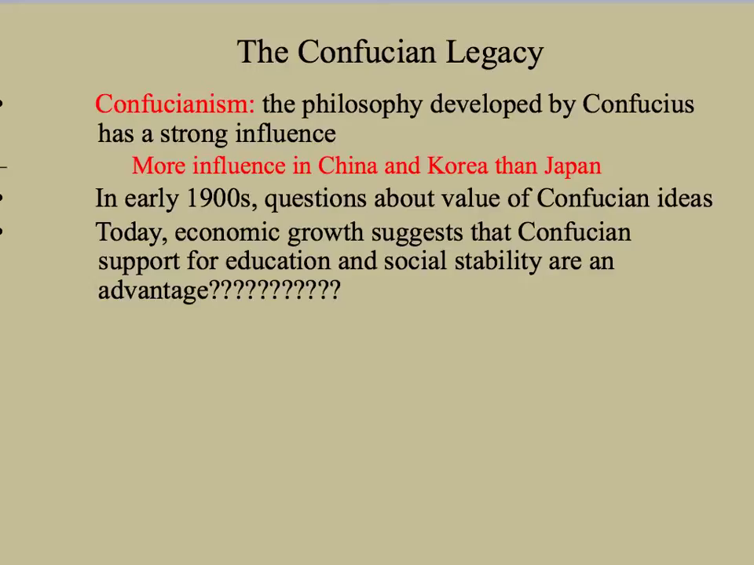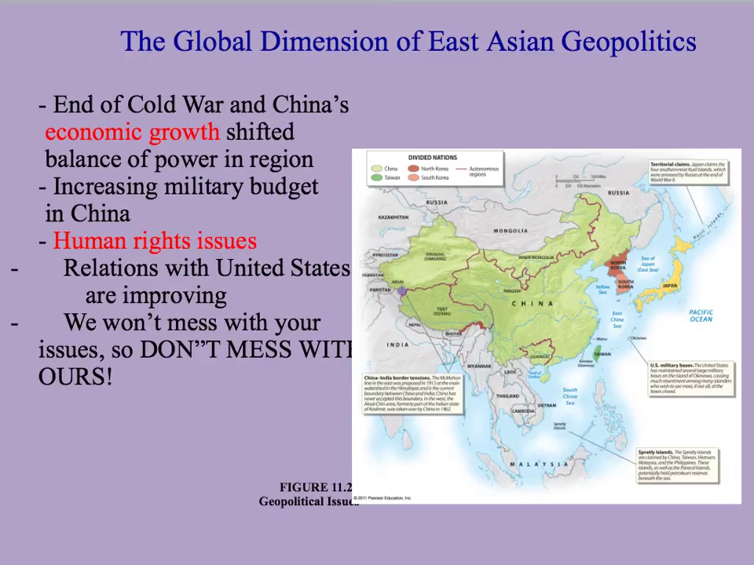In the era of Chinese economic growth, it still suggests that there's a support system that comes from Confucianism for things like education and social stability, but are they still an advantage? And certainly China finds itself in a bit of a flux as far as how much of that philosophy they still want to embrace as part of their daily existence.